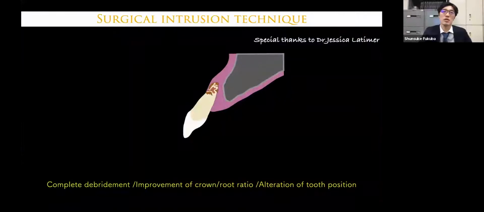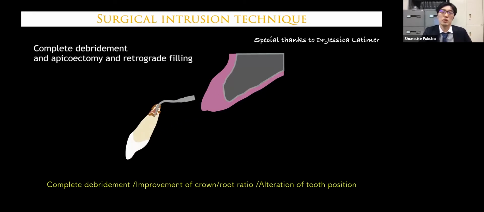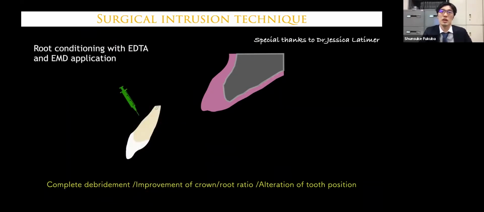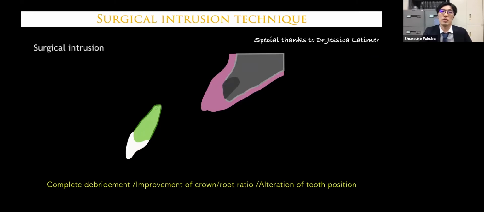Based on these reports, I plan to save this tooth by the surgical intrusion technique, which is a slightly modified intentional replantation. This procedure aims to achieve the complete debridement through the replantation. To reduce the risk of ankylosis and enhance the new cementum formation, EMD is applied. To improve the crown-root ratio and alter the tooth position, the tooth is surgically intruded at a deeper position within the created socket.